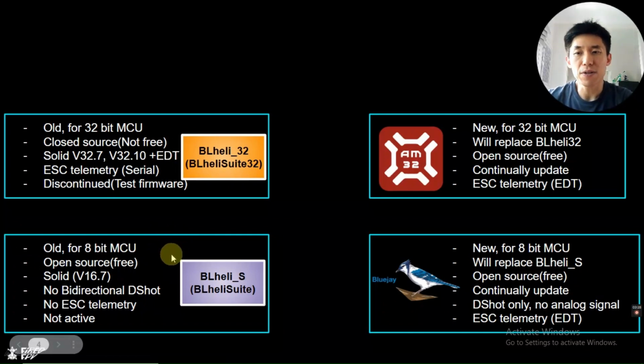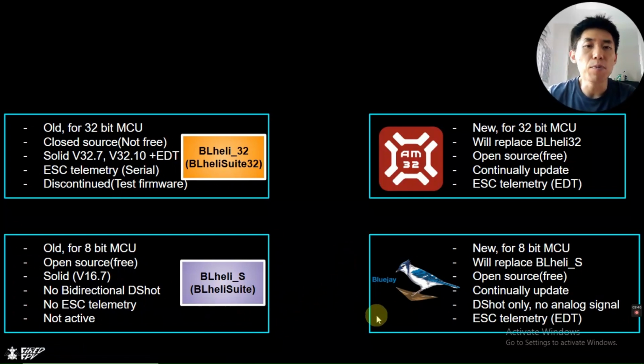It is open source. The solid version is version 16.7. It doesn't have bidirectional DShot, thus no RPM filter, and it doesn't have ESC telemetry. The development of BLHeli_S is not active. Okay, the last one, Bluejay firmware.